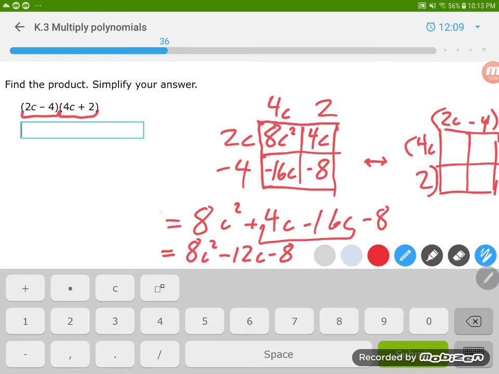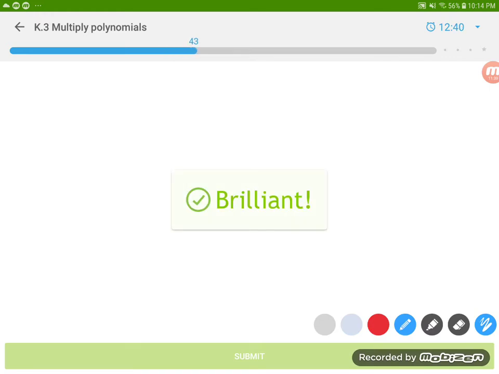Now, if you wrote this thing right here as your final answer, that actually would be considered incorrect because it is not fully simplified. You do need to simplify your answer. So we have 8c squared minus 12c and minus 8. And that should do it right there.